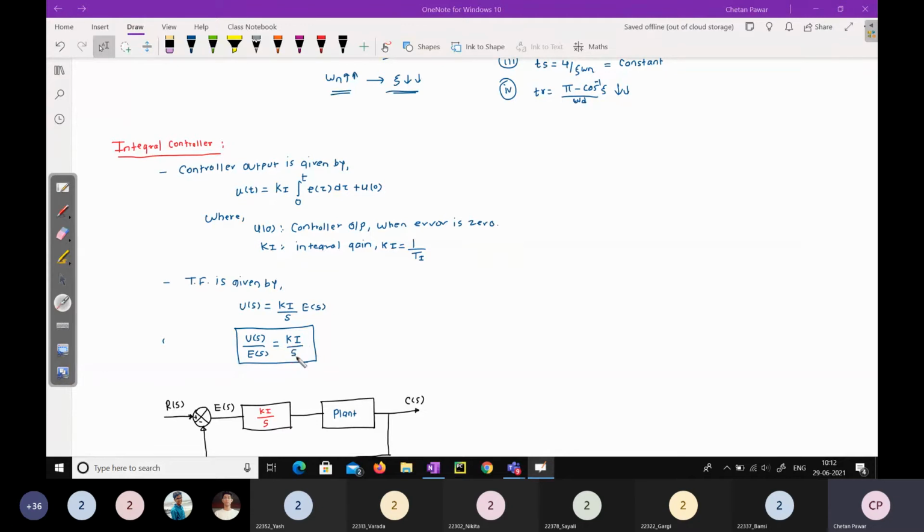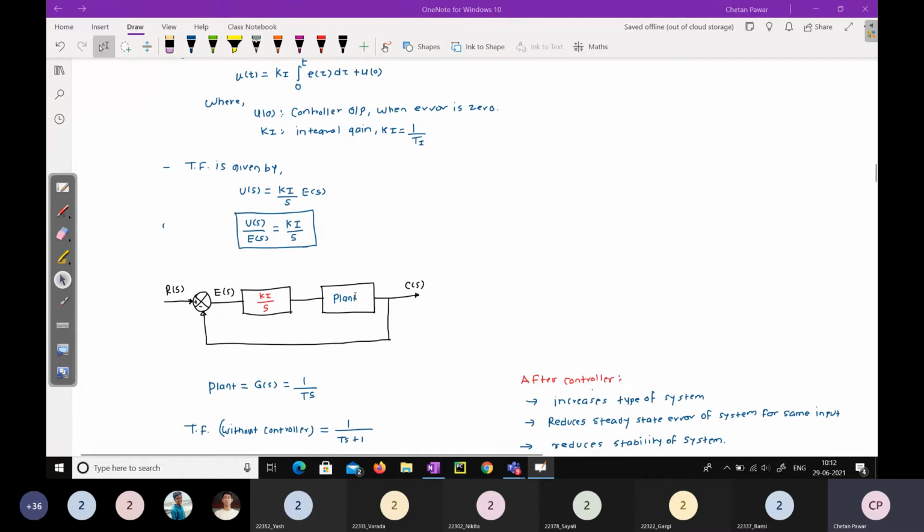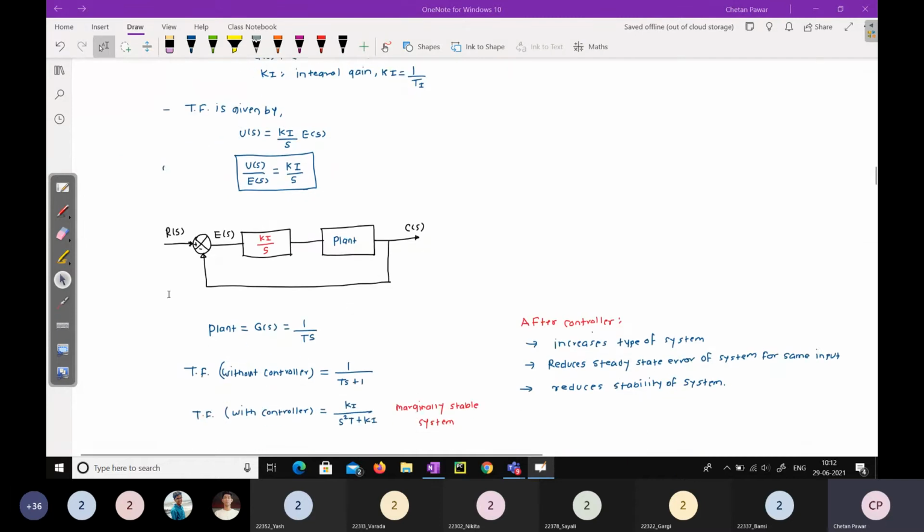Now here you can see that in the transfer function of the integral controller, there is a zero at origin. So when you include this particular controller in a closed loop system, if we consider the plant transfer function is 1/(Ts), that is a type 1 system. And the closed loop transfer function without the controller will be 1/(Ts + 1).